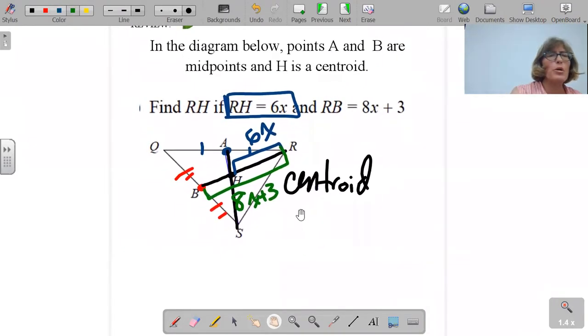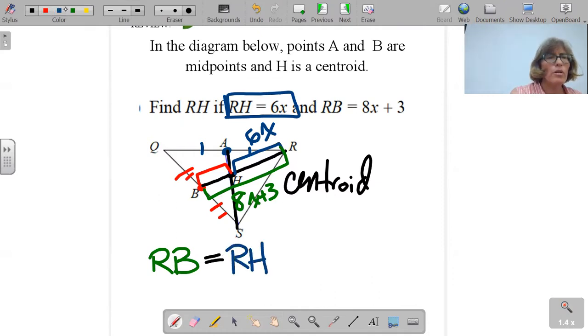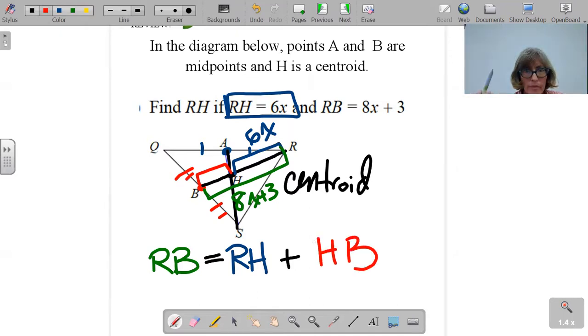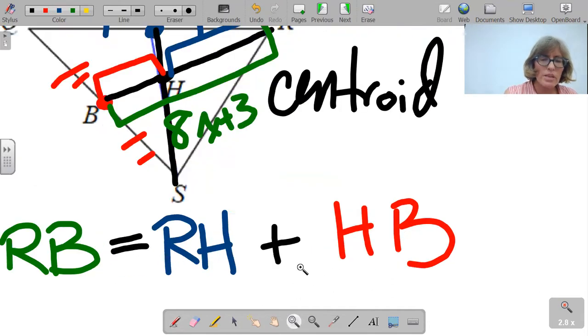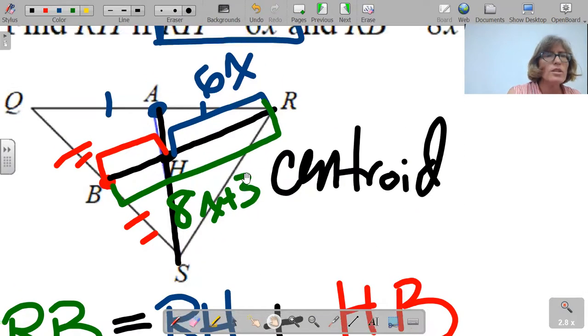All right, let's see how you did, folks. So first we're going to start with our thing equation. Our thing equation is this. We know that R to B, that's the green, equals R to H, which is the blue, plus H to B, which is the red. That's pretty common sense. Red plus blue equals green. What you need to remember from the previous lesson is, if that's a centroid, this is a 1 bunny hop, 2 bunny hop measurement.